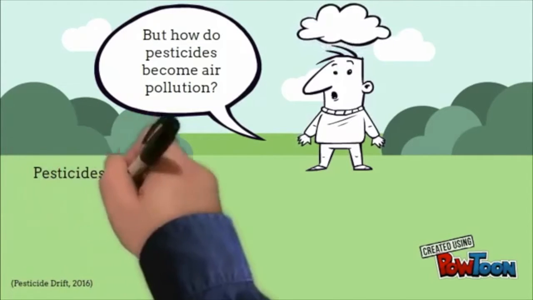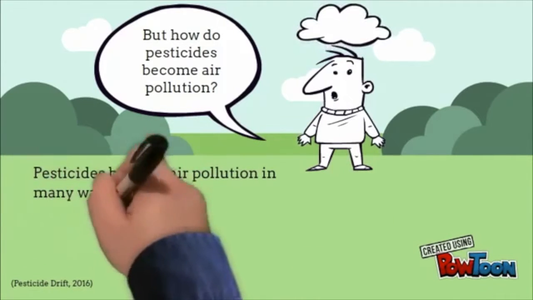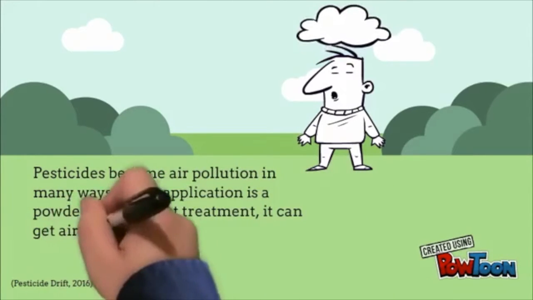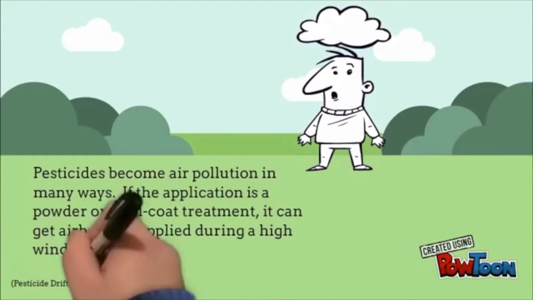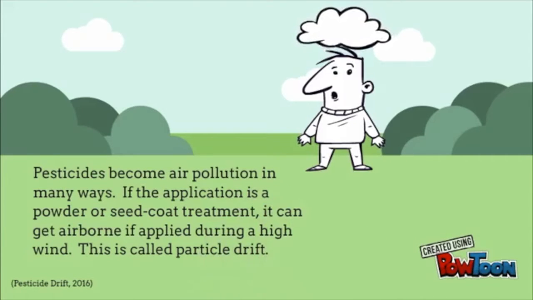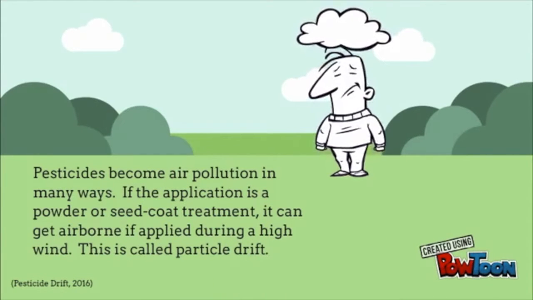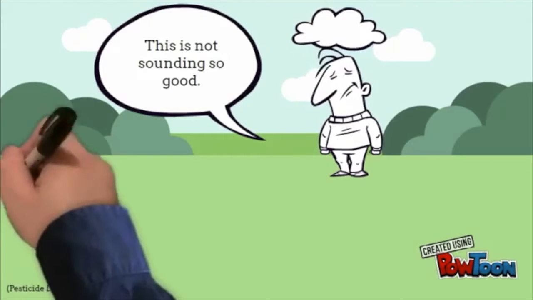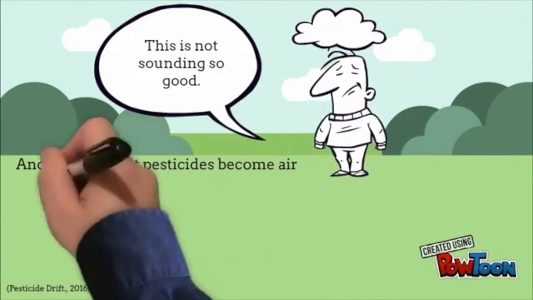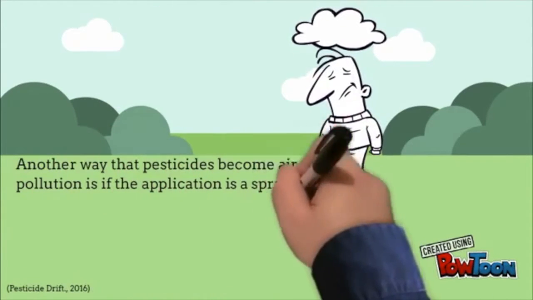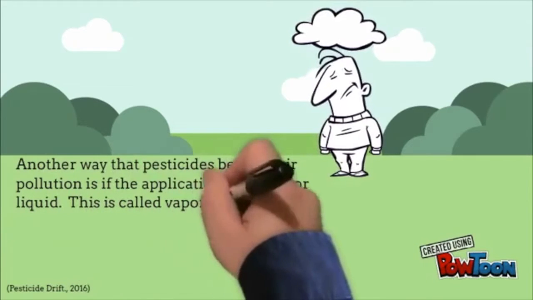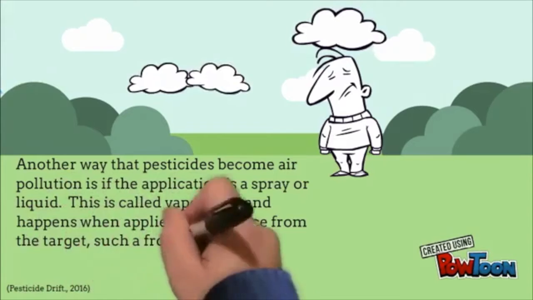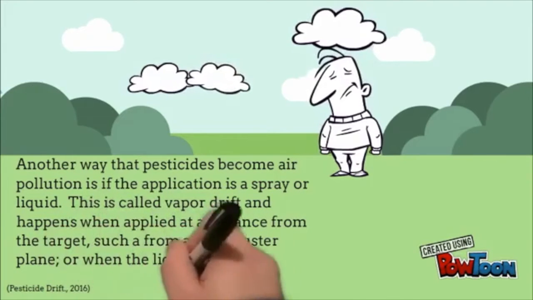Pesticides become air pollution in many ways. If the application is a powder or seed coat treatment, it can get airborne if applied during a high wind. This is called particle drift. Even if these particles settle, they can be picked up in the wind through erosion. Another way that pesticides become air pollution is if the application is a spray or liquid. This is called vapor drift and happens when applied at a distance from the target, such as from a crop duster or plane, or when the liquid evaporates off of the target.